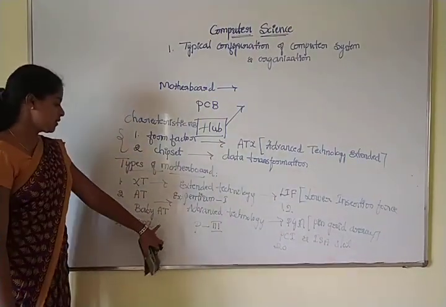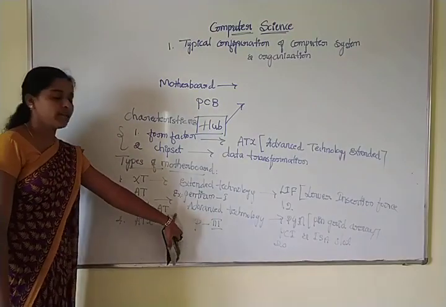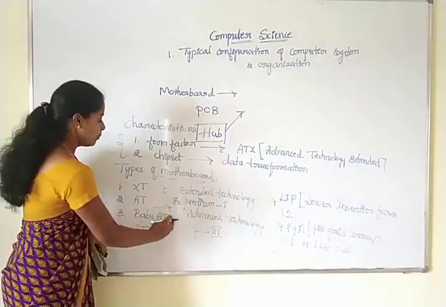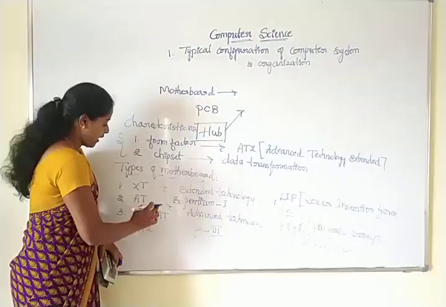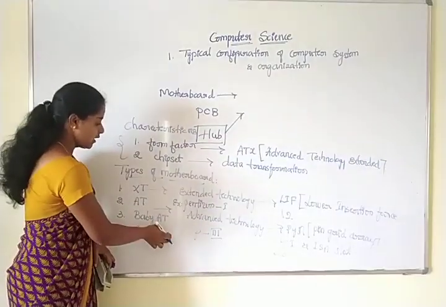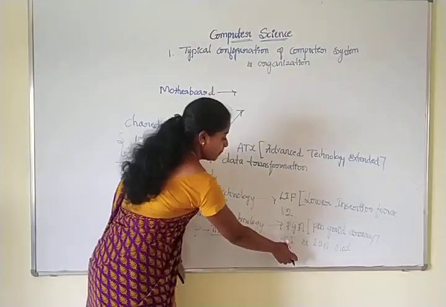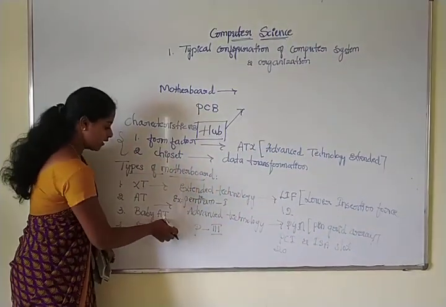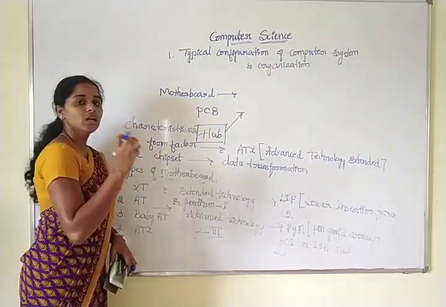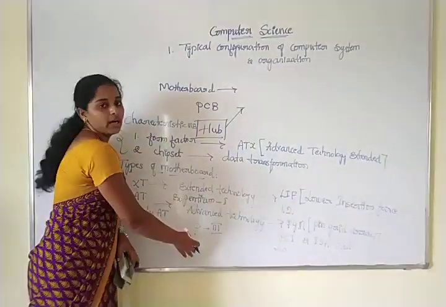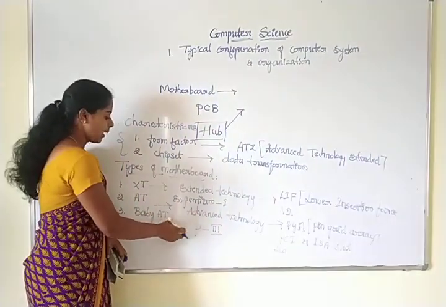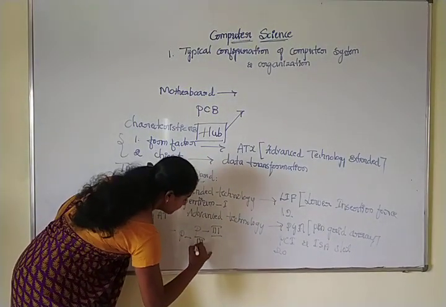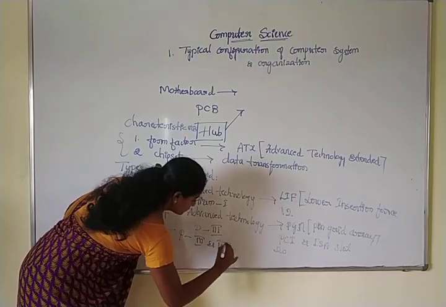The third one is Baby Advanced Technology. This Baby Advanced Technology is a combination of Extended Technology and Advanced Technology. Here we find the same PCI and ISA slots. Here it contains the 12 and 20 pin power connector. The example of the Baby AT is Pentium 3 and 4.